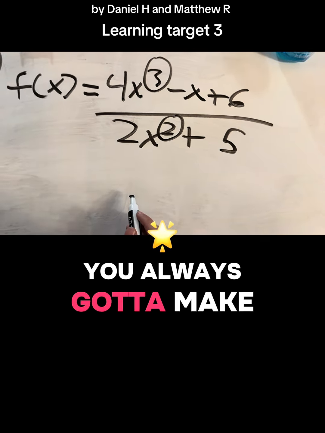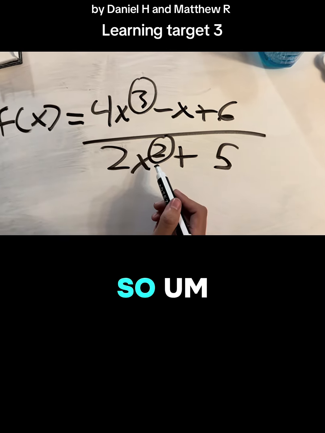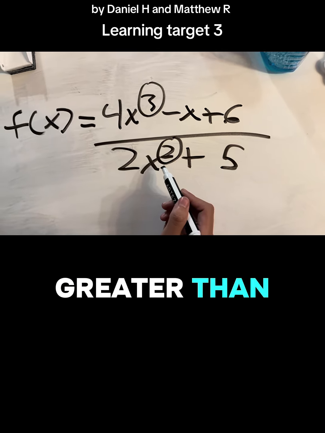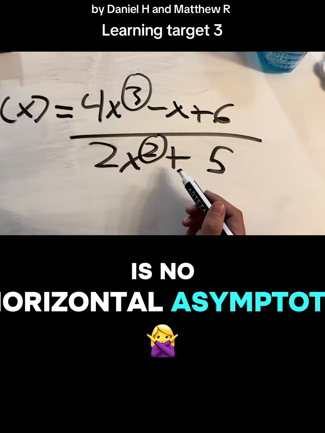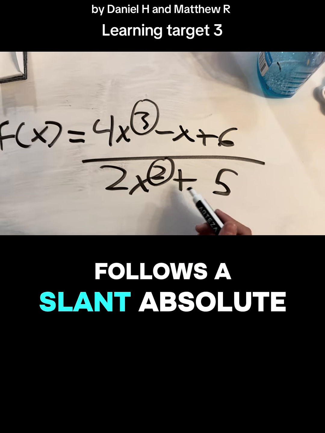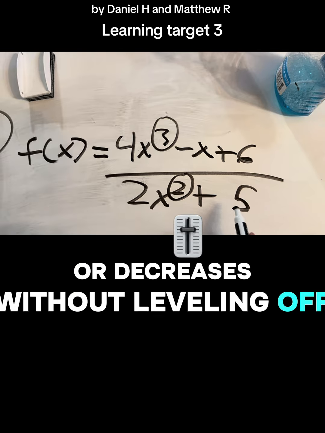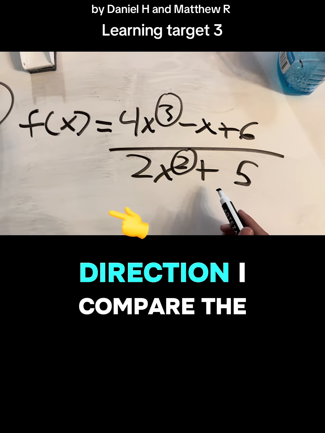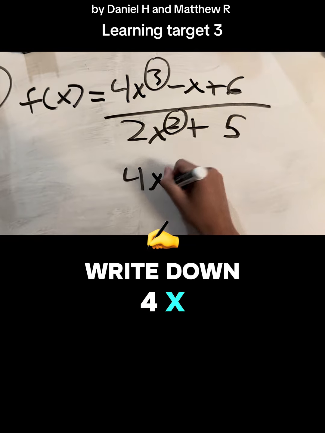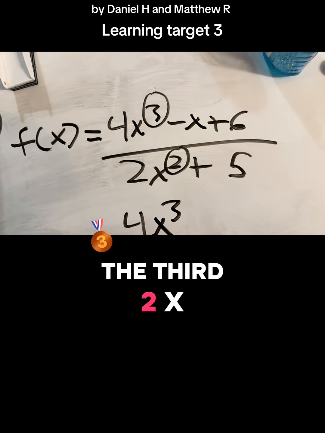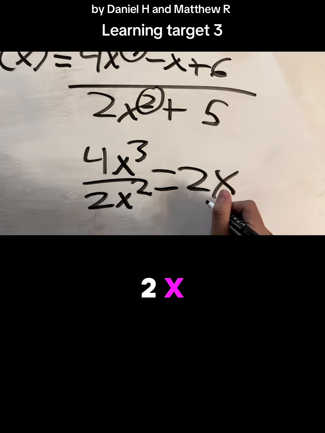And key note, you always have to make sure and find out which one is higher than the other. As you can see, the 3 is higher here and this is lower. So when the numerator's degree is greater than the denominator's, there is no horizontal asymptote, and the end behavior follows a slant asymptote, meaning the function increases or decreases without leveling off. To understand the direction, I compare the leading terms. Let me write down 4x to the third over 2x squared, which would equal 2x.